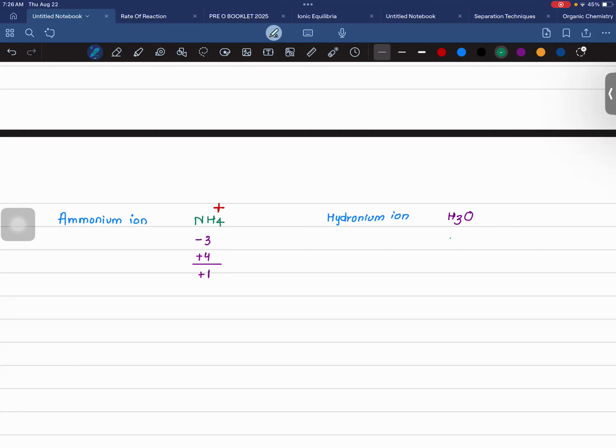Each oxygen is minus 2, and each hydrogen is plus 1. I have 3 hydrogens, that would be plus 3. So the overall charge is plus 1. This is the reason I'm going to have a positive charge on hydronium ion. So remember, these are the reasons that we always see the charge. If there is a positive or a negative charge, it means that there is something else due to which there is an overall charge.